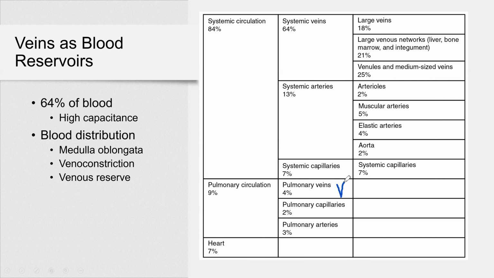You will have more blood in pulmonary veins. Pulmonary veins, pulmonary arteries, that's pulmonary arteries away from the heart and pulmonary veins back to the heart. So you have a little bit more in pulmonary veins compared to pulmonary arteries. And about 7% in the heart at any given time. Okay, so that just reminds us that veins are your blood reservoirs.